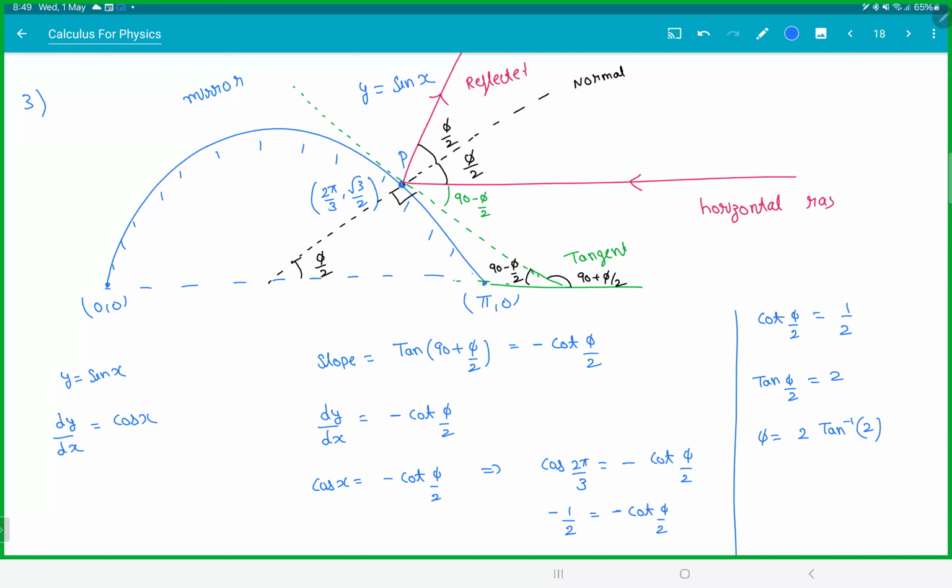So again, what did I do? I drew the normal here. So that will make φ/2. So this is φ/2. This is the tangent here. So that will be 90 minus φ/2. So the slope of the tangent is tan 90 plus φ/2, which is minus cot φ/2. And then you can simplify. Slope is also dy by dx. Everyone clear with this?